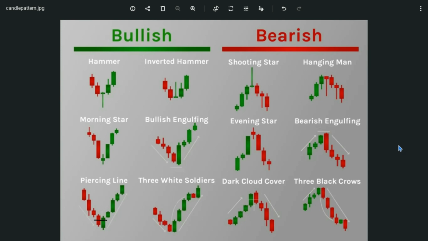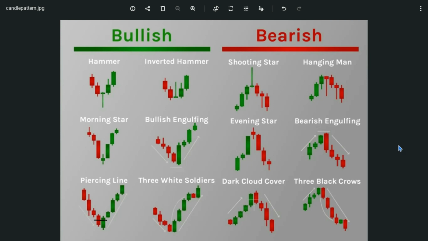Then we got our 3 white soldiers. 3 white soldiers is a pattern that consists of 3 green candlesticks inside of a downtrend. The second and third candle open within the body of the previous ones and close above it. The candles usually have little to no lower wick. This pattern indicates a strong buying pressure which drives the price up and even indicates an upcoming price reversal. The bigger the candles are, the stronger the pressure is.